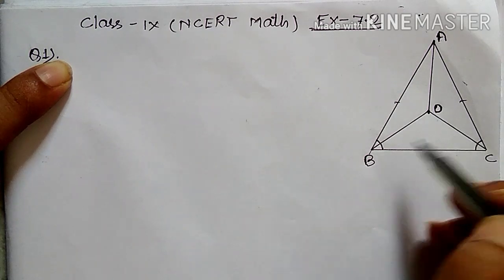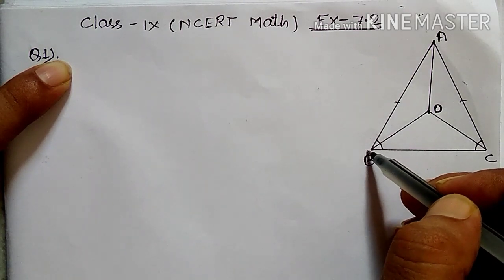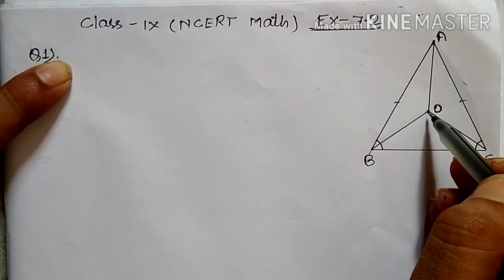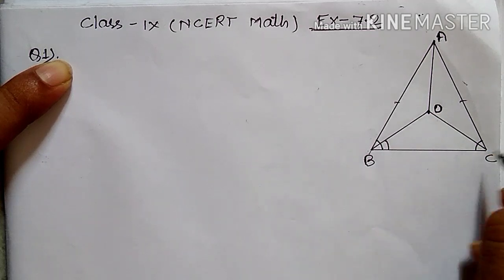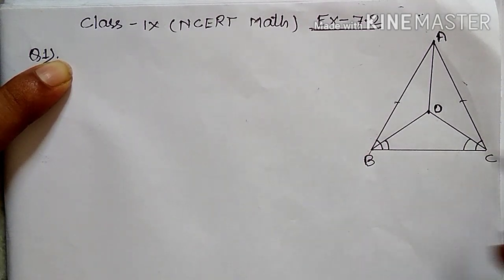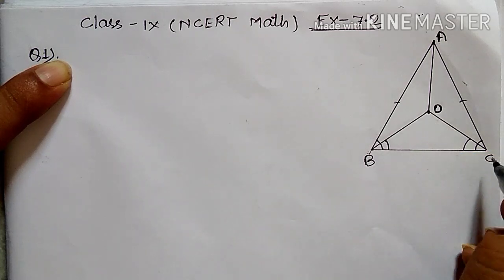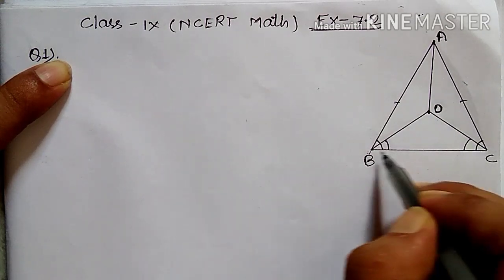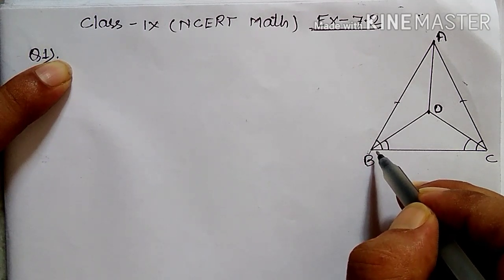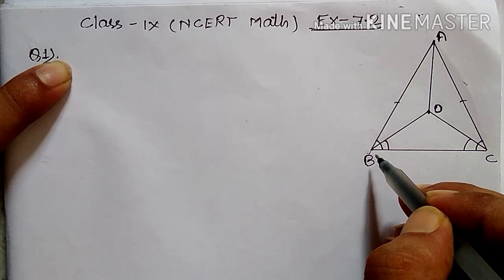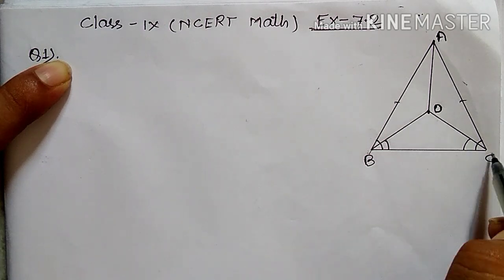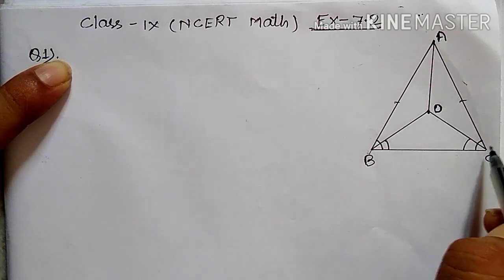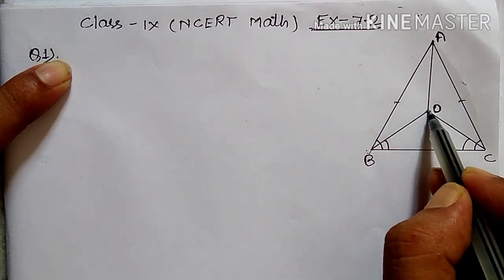The bisector of angle B and the bisector of angle C meet at point O. Bisector of angle B means this angle is equal to this angle. Angle OBC is equal to angle OCB. It is from the question. So that OB is equal to OC. We have to prove OB is equal to OC.